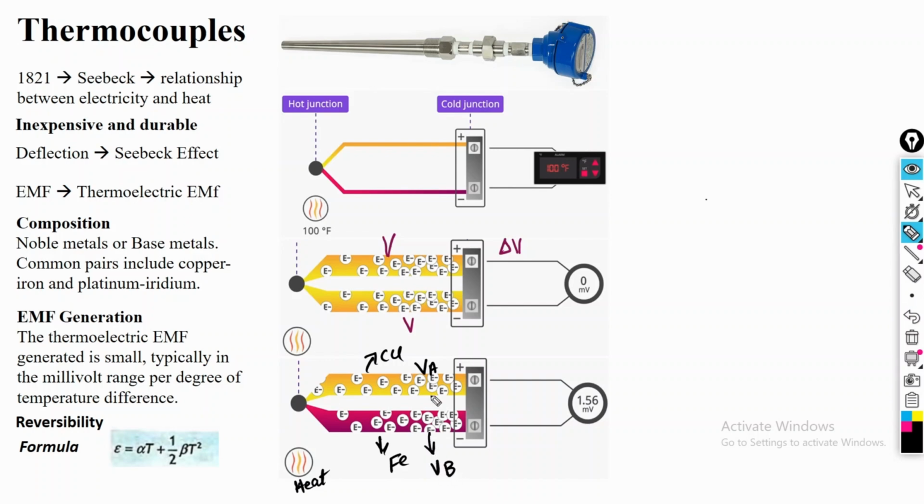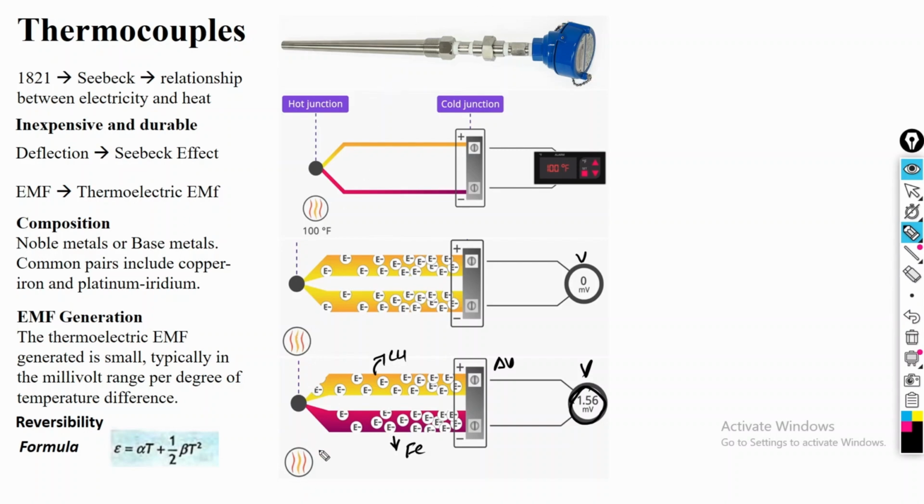So the potential of this metal will be different from the potential of this metal. So here a potential difference will be developed, due to which the deflection is shown on the voltmeter. Here it shows 1.56 millivolt. So this was about the construction of the thermocouple.